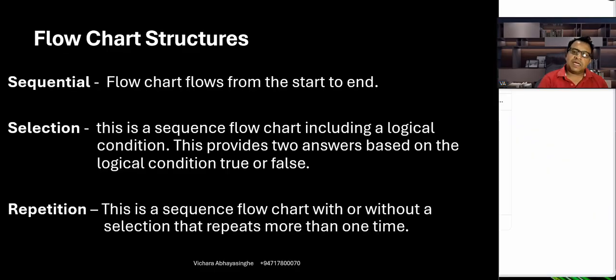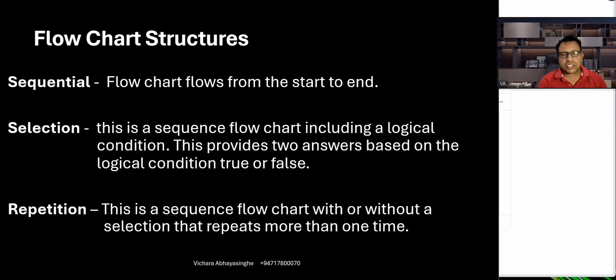But when it comes to flowcharts, there are three different structures. This is very important. We have to identify what the structures are and how they work. First one is the sequential structure. Sequential means there's a flow from top to bottom, begin to end. That particular flow, we call a sequential structure.